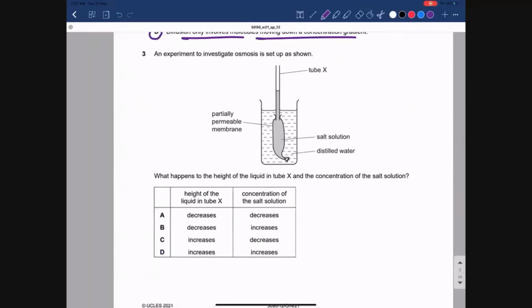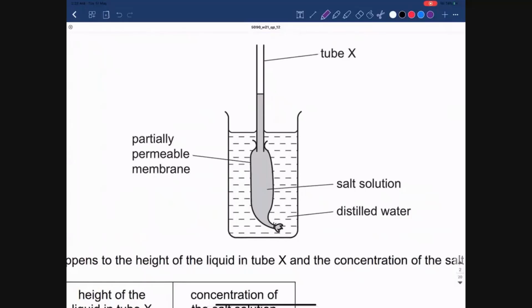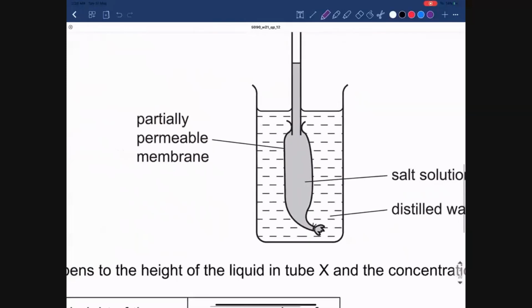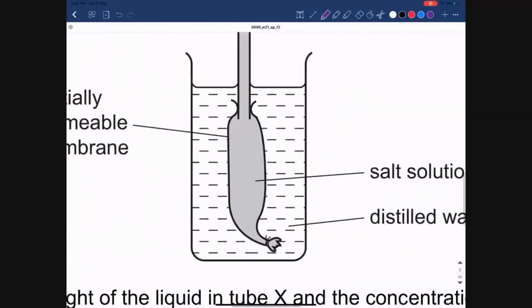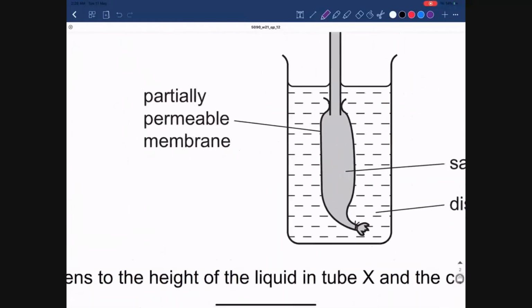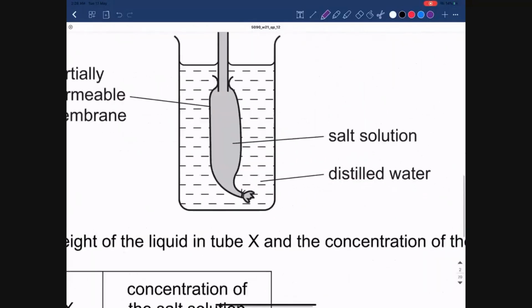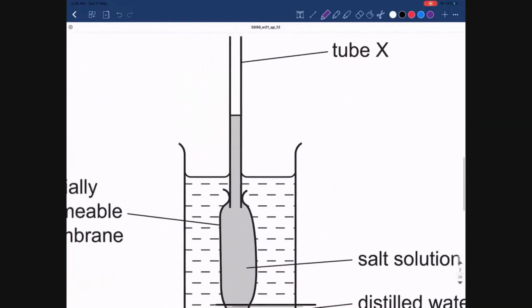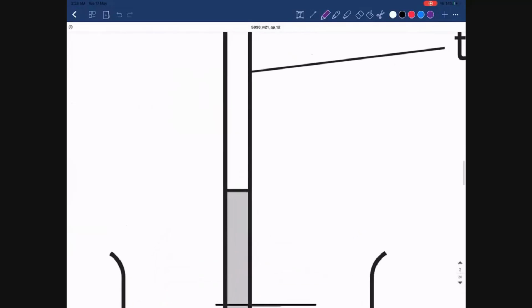Let's look at the MCQ number 3. An experiment to investigate osmosis is set up as shown. What happens to the height of the liquid in the tube X and the concentration of the salt solution? Okay, if we look at the apparatus, we can see that there is a bag which contains salt solution. The bag has a wall which is partially permeable, or we can say the bag is covered by a partially permeable membrane, and this bag is put into distilled water. The bag is open at one end, and there's a tube which is inserted into the bag, and there is some liquid level in the tube X.